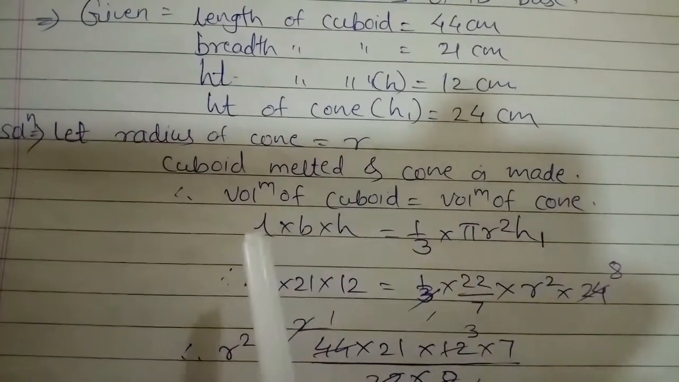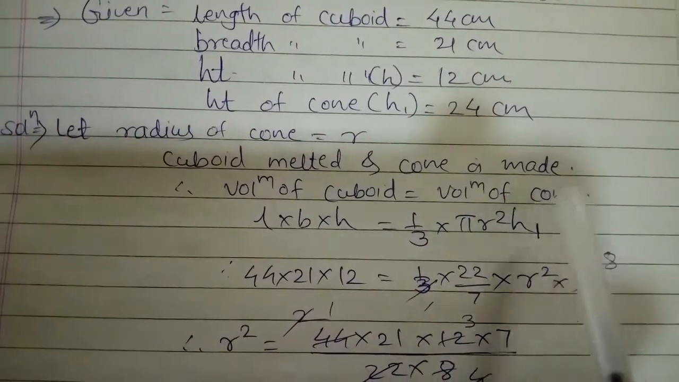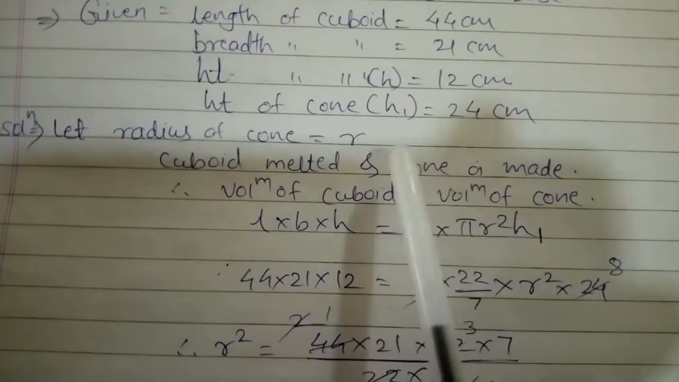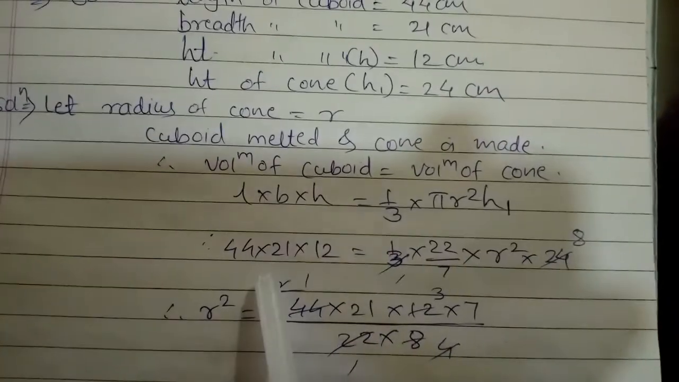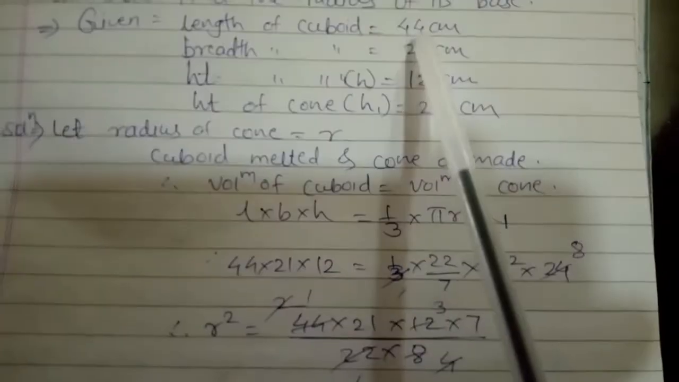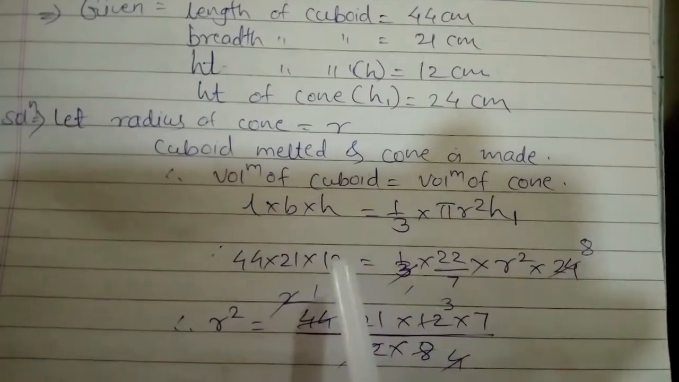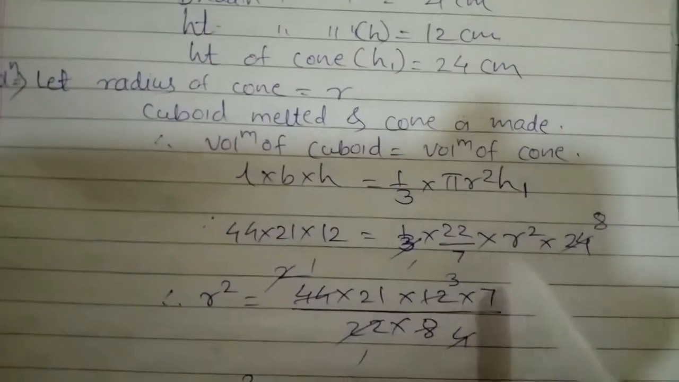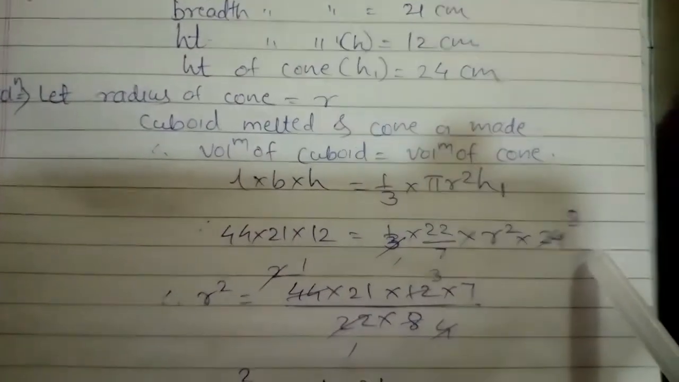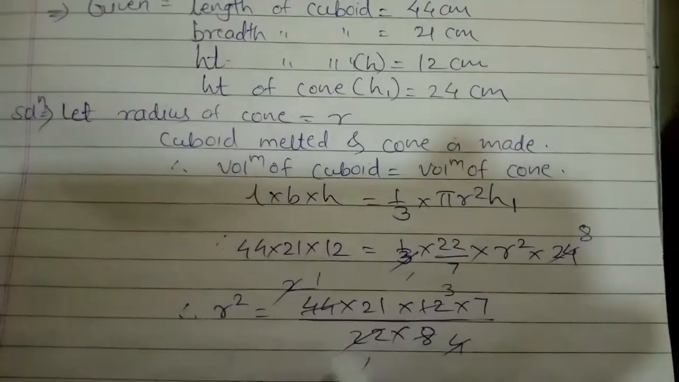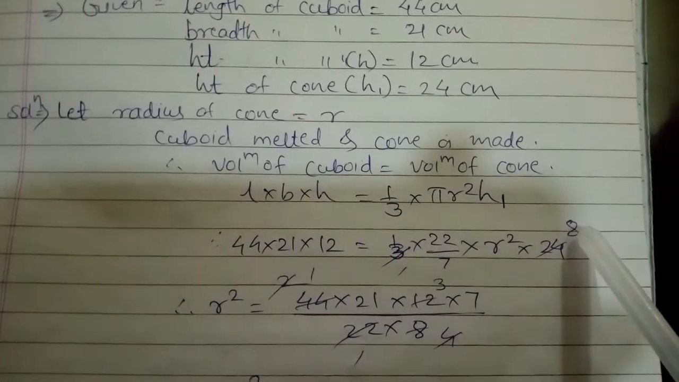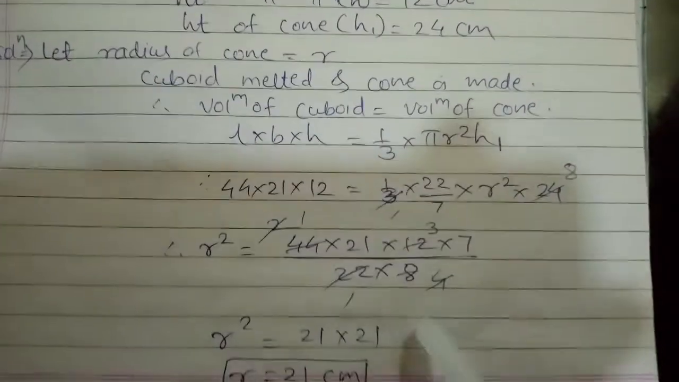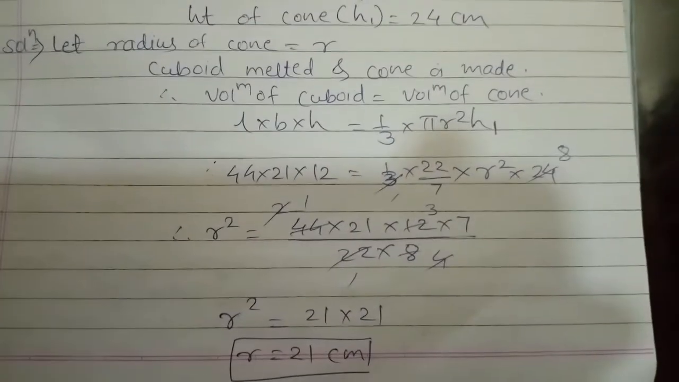What is the formula for the cuboid? It is L into B into H, equals the volume of the cone, which is 1 by 3 pi r square h1, since we consider the height of the cone as h1. Now we just put down the values. L is 44, B is 21, H is 12. The 1 by 3 stays as it is, and we put the value of pi as 22 upon 7, into r square as it is, and h1 is 24. By solving this, 3 eights are 24, and we find the value of r square as 21 into 21, so the radius is 21 centimeter.